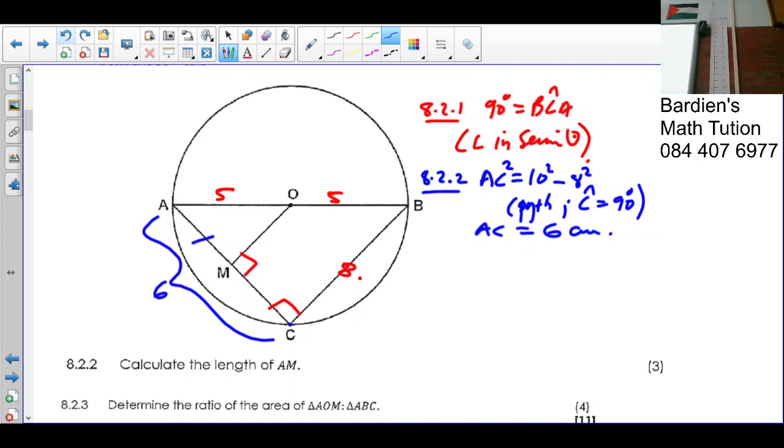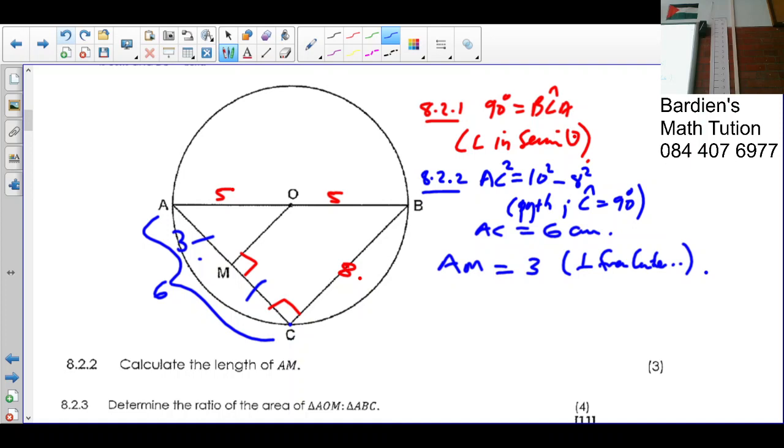So what's the length of AM? 3, why? Perpendicular from center to chord bisects the chord, so that's going to give you 3.